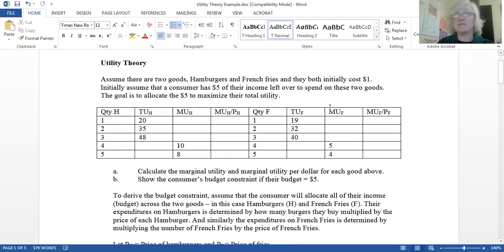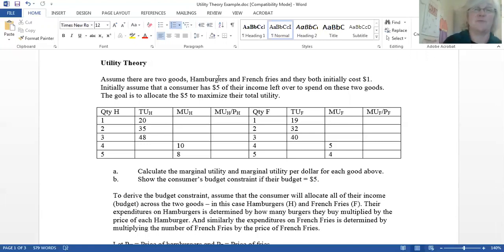Okay, and so here's my screen, and this is the example. You can open up this printed example in Canvas. Assume that there are two goods, hamburgers and French fries, that this consumer likes. Those are goods for them, meaning that they provide positive utility, at least in the beginning, right? We'll see if you eat too many hamburgers or too many French fries at one sitting.